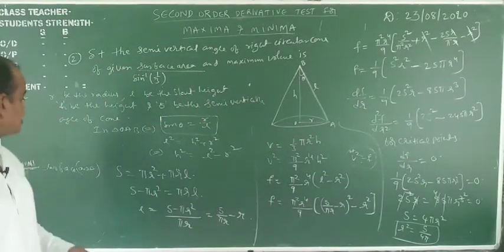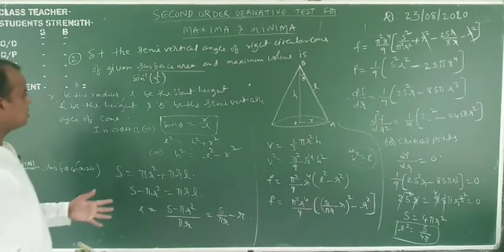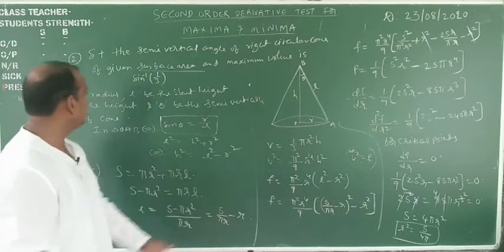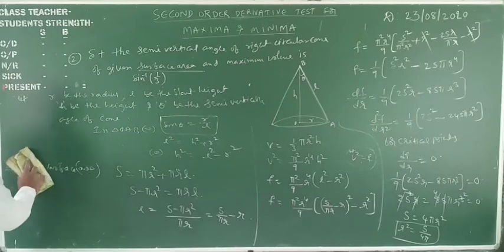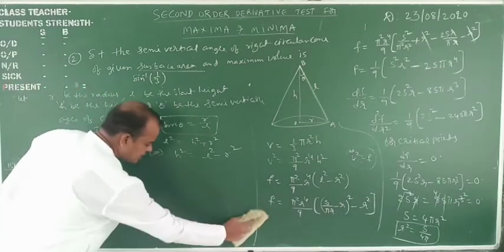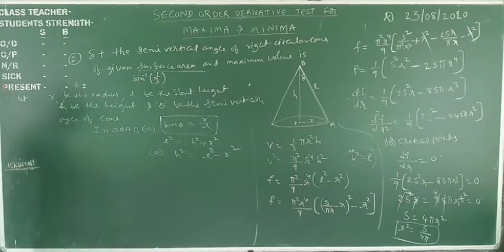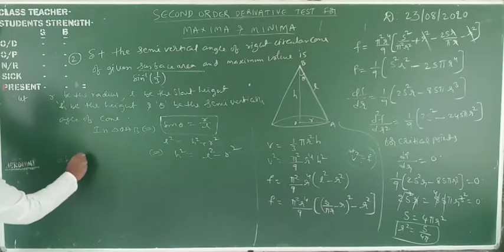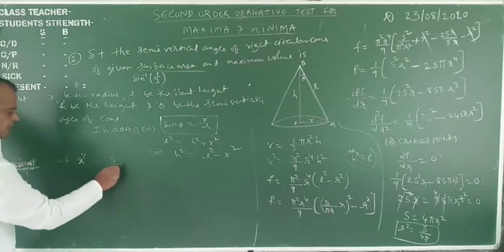Okay, my dear students. Now you have discussed about that, okay. Now we are going to rough this one. Okay, no problem at all. Okay, I think you have understood. Now at r square is equal to s by 4 pi.